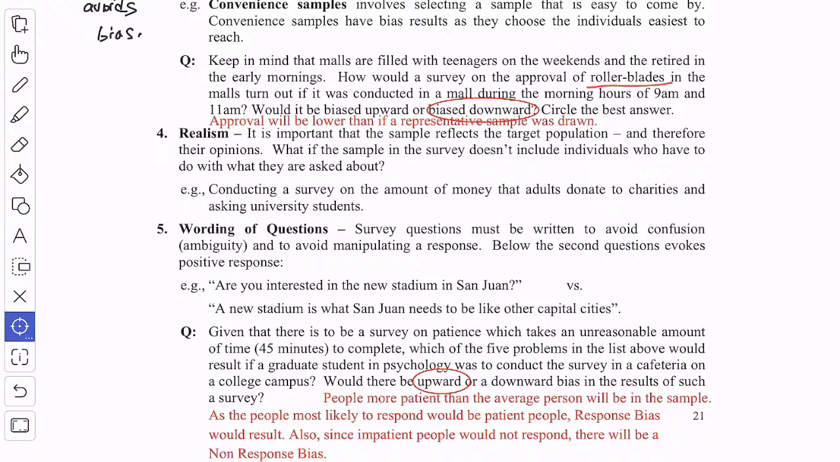Realism. It is important that the sample reflects the target population and therefore their opinions. What if the sample in the survey doesn't include individuals who have to do with what they are asked about? For instance, conducting a survey on the amount of money adults donate to charities and asking university students. How are you supposed to gather information on that? University students don't tend to have money to give to charities, so that's not going to give you a really good idea.